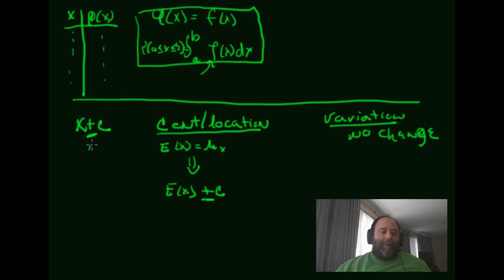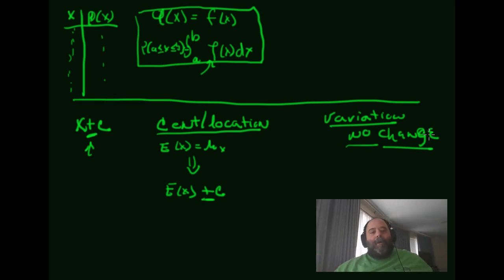So this is what happens if I add or subtract a constant from each of these values. It's just going to shift the whole pile either left or right by that value, which means the center will change. It'll either shift left or right by that value, but the variation will not change. Okay, so that's an important reality.